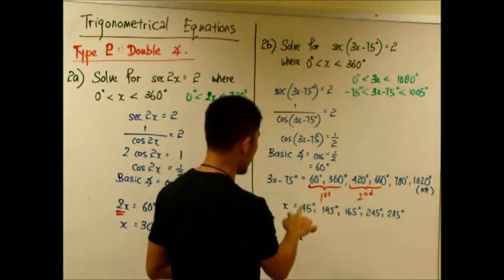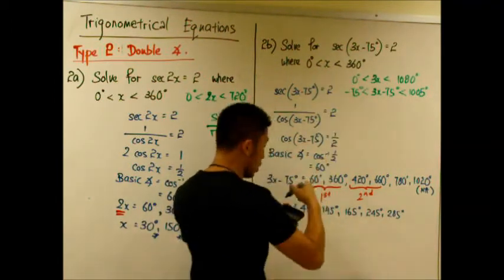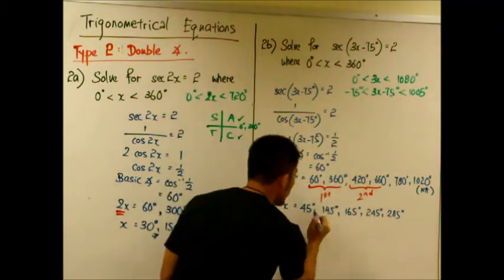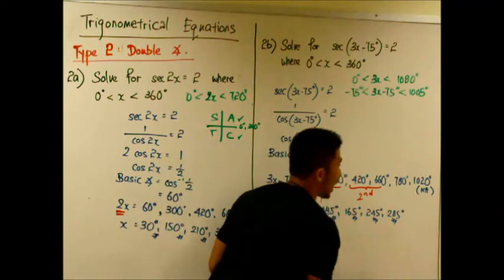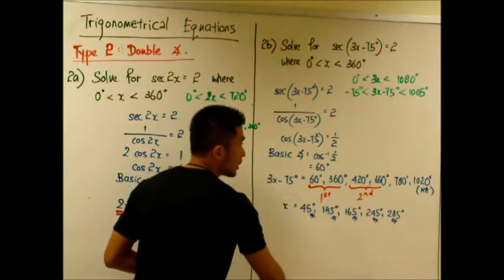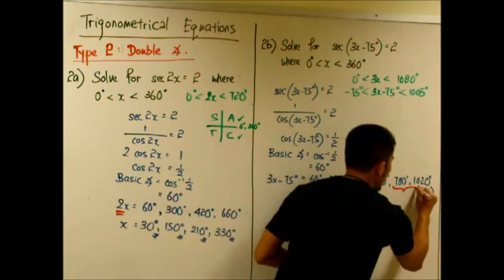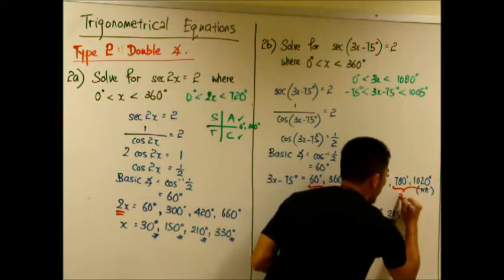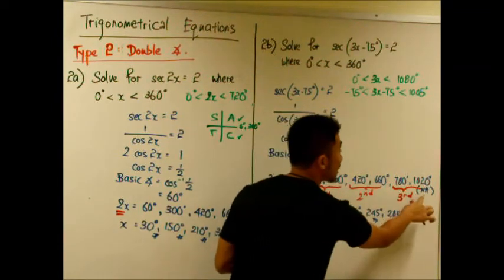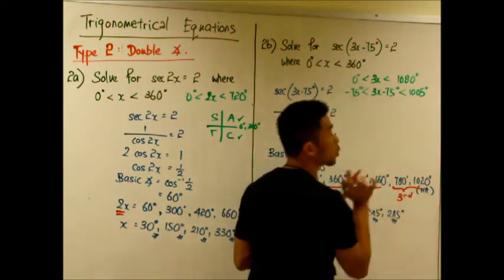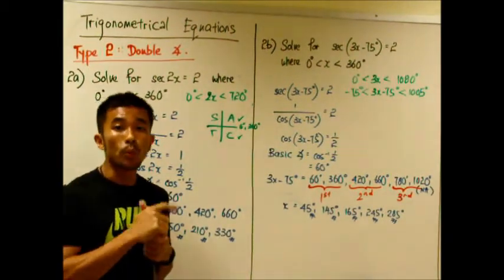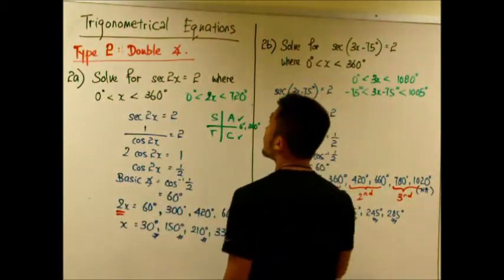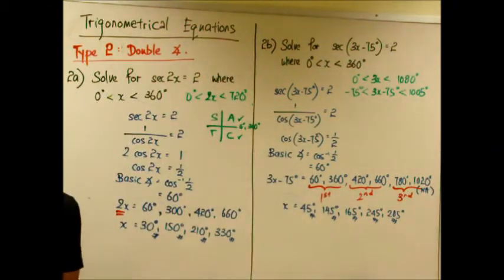Do a final check. Does your x all lie between 0 and 360? If they are, please underline all the answers. Take note, even though these two values when you calculate just now are in the third cycle, this is out of the range, so you do not have to calculate this one anymore. With that, I'm done with the last example on type 2 kind of question on double angle.